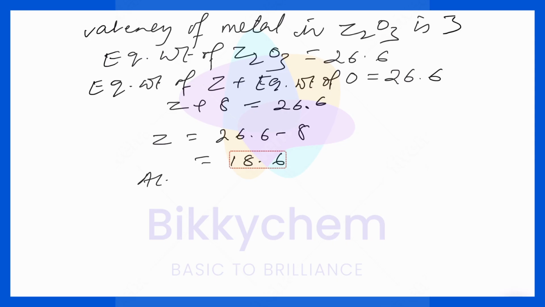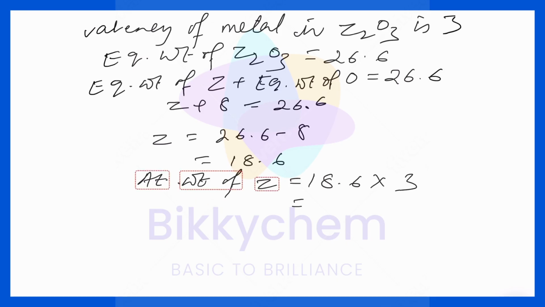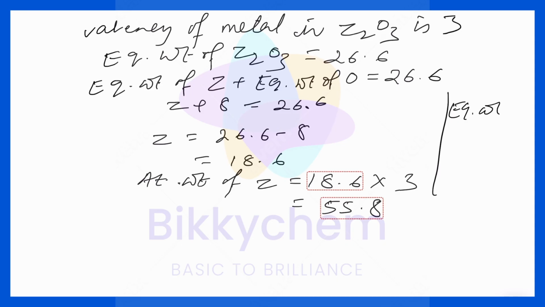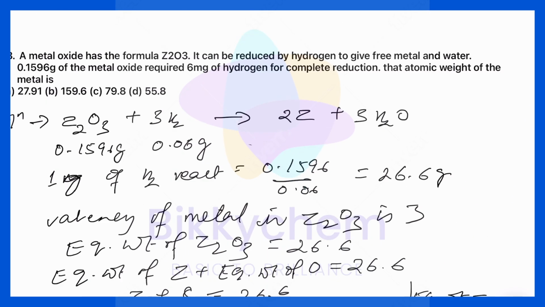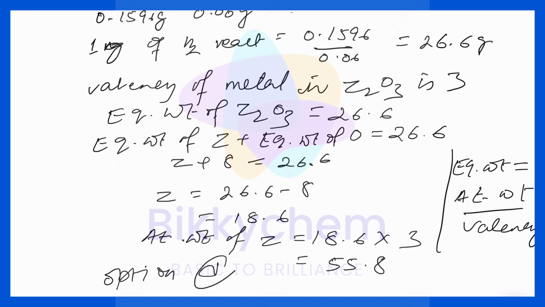Now atomic weight of Z is equals to 18.6 into its charge 3, that is 55.8. Since we know that equivalent weight is equals to atomic weight divided by valency, the answer for this question is 55.8, which is option D.